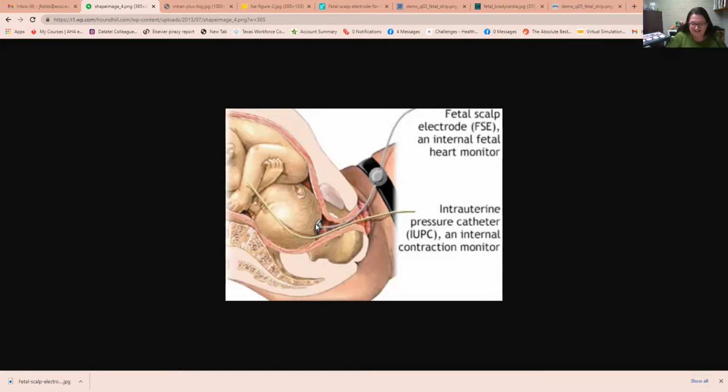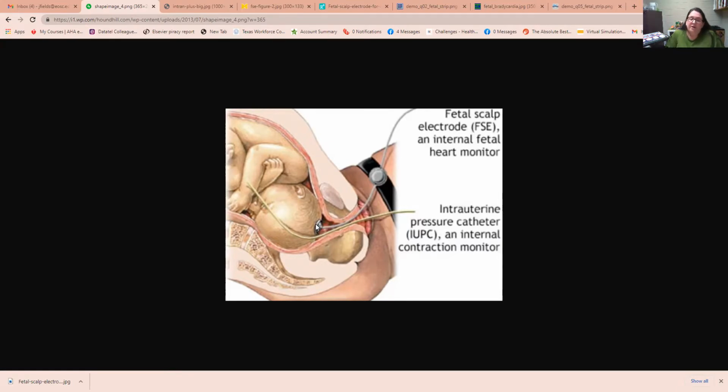Some of the benefits: this is much more accurate than external. Sometimes if we can get a good tracing with external, it's pretty accurate, but with internal we can get a more accurate reading if we're having a hard time getting a good tracing. But the IUPC gives us the actual pressure of the contractions. So we can measure the strength of contractions with the IUPC. We cannot with an external monitor. That's really important to remember.